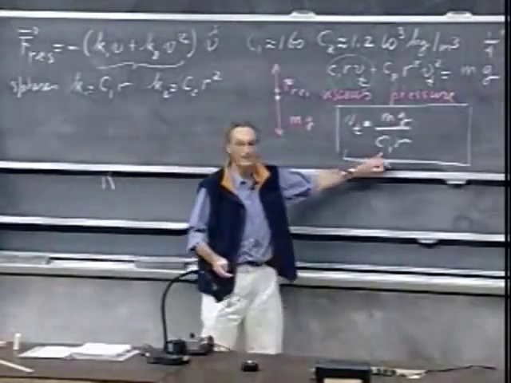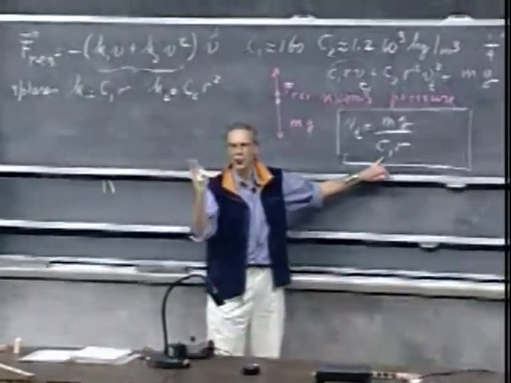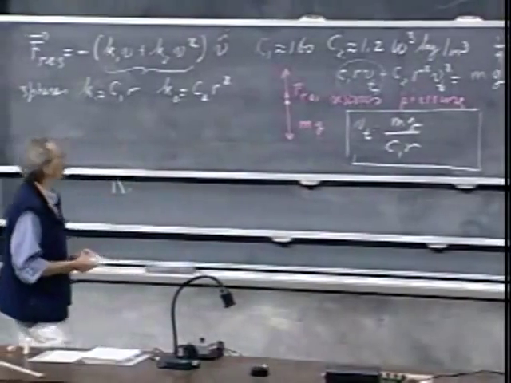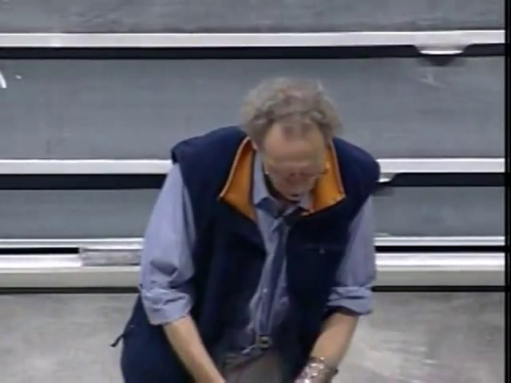C1 is extremely temperature dependent. In fact, it even changed between classes. If the temperature goes up, the value for C1 goes down. So that's the way you can measure the value for C1.